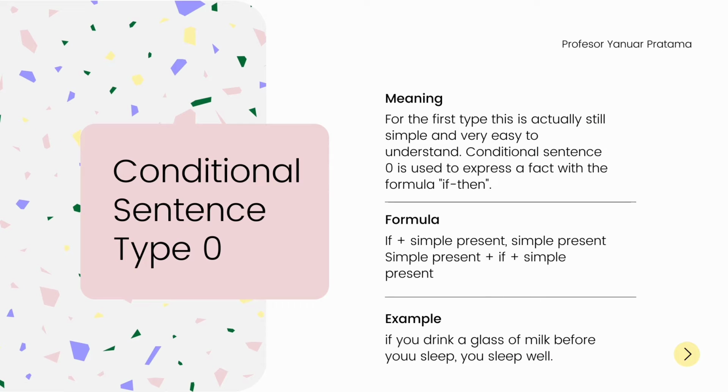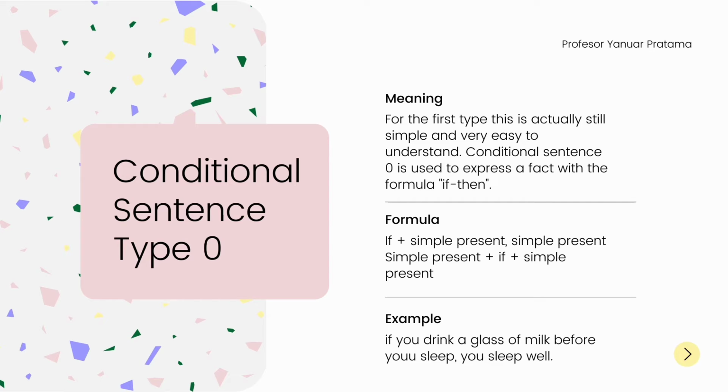Types of conditional sentence. Conditional sentence type 0. For the first type, this is actually still simple and very easy to understand. Conditional sentence 0 is used to express a fact with the formula if, then. In Indonesian, for example like this. Jika hujan turun, maka jalanan akan basah. The sentence is called conditional sentence 0 because it reveals a common fact that many people know. Conditional 0 is usually found in the present tense.